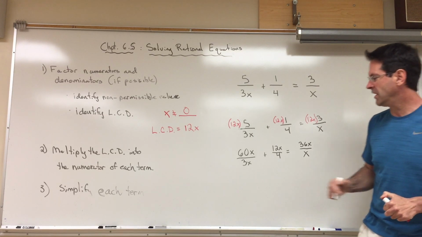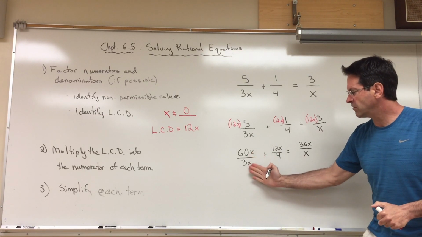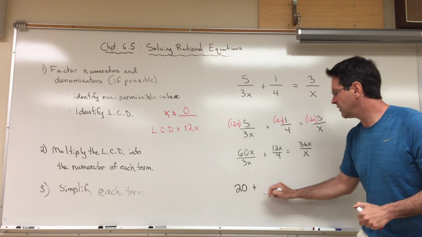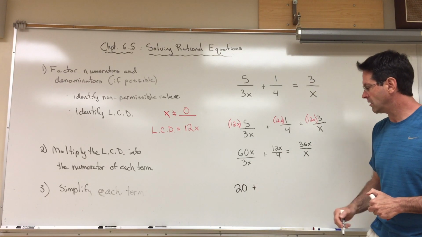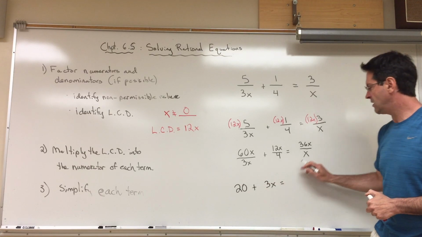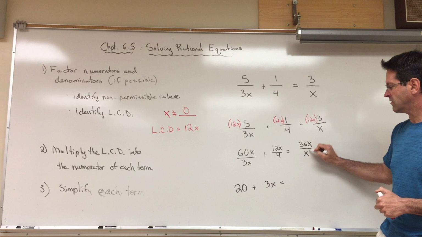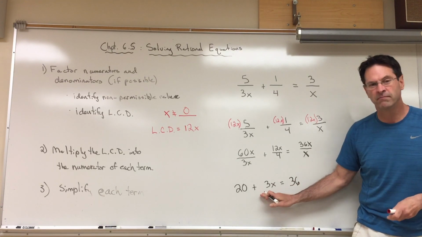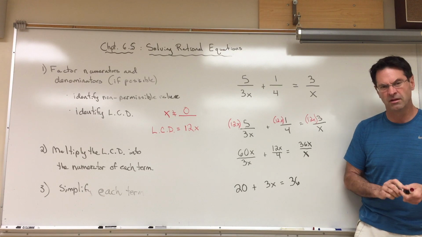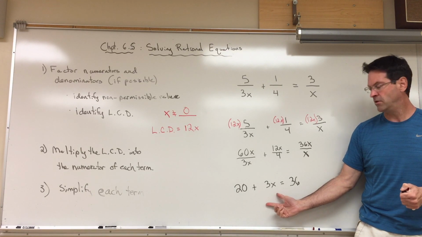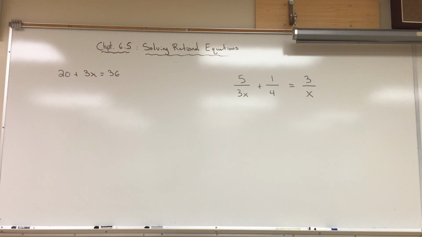Can these be simplified? Yeah. 60x over 3x, that simplifies to 20, plus 12x over 4. That simplifies to 3x. And 36x over x, x's cancel out, all we got left is 36. We got a new equation, much friendlier to work with. We're going to solve this resulting equation. You can hit pause and you can solve it.